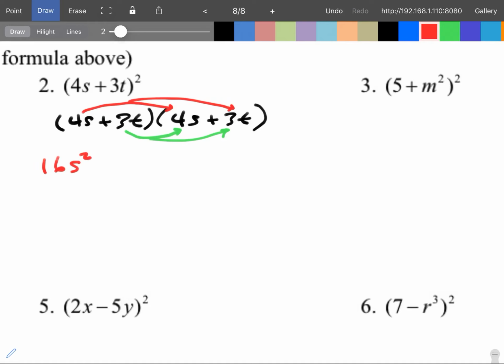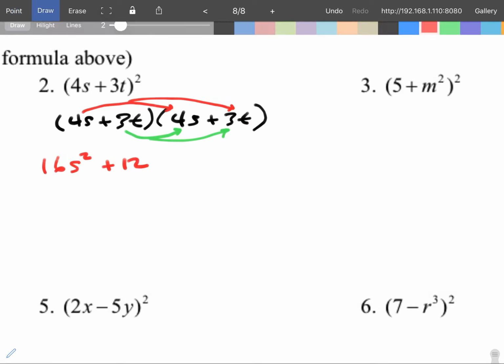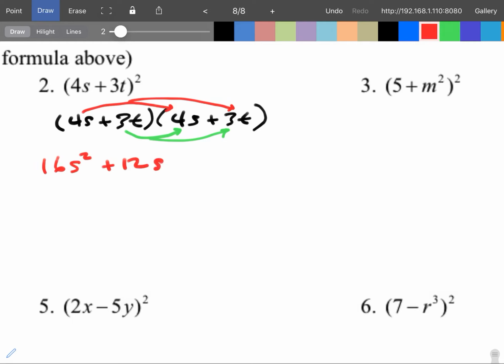And then we got a 4s times a positive 3t. So what's positive 4 times positive 3? That's a positive 12. But then we have an s times a t. Normally you'll just put those in alphabetical order, so that would just be an st. So you got positive 12st.